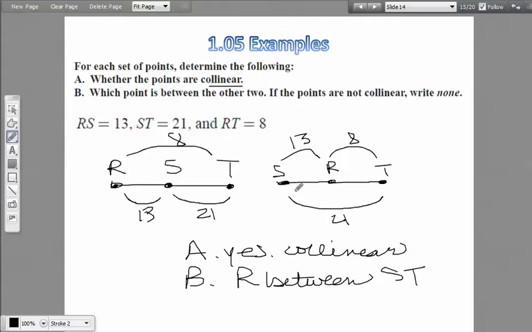I was going, okay, I knew the whole segment had to be 21 based on this, and that's how I knew the endpoints were S and T. Well, if S and T were the endpoints, R had to be the point in the middle. Okay, so then I just figured out, SR is 13, RT is 8, add those together, they're 21. Yay, there's my answer.